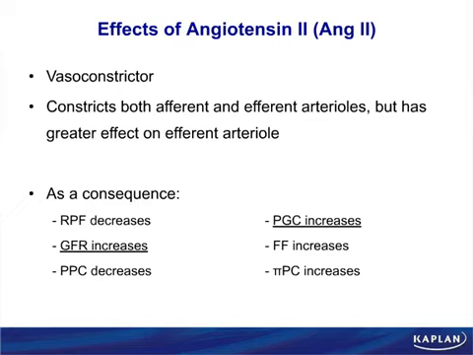What's the major effect of angiotensin II? Well, it does decrease renal plasma flow, but it increases GFR. Why does it increase GFR? Because its main effect is on the efferent arterioles. Therefore, it increases glomerular capillary hydrostatic pressure, and that increases GFR. It increases filtration fraction. That's important. And that leads to an increase in your oncotic pressures, and that leads to an increase in proximal tubule reabsorption.